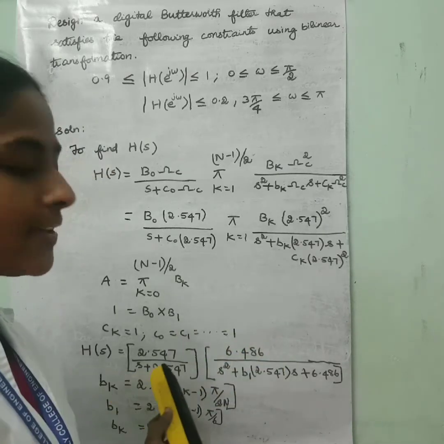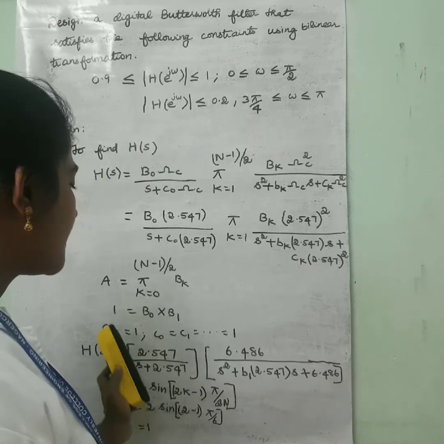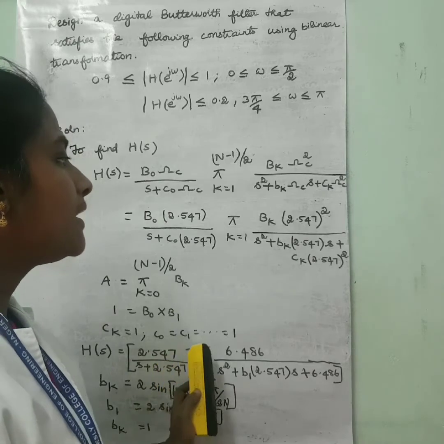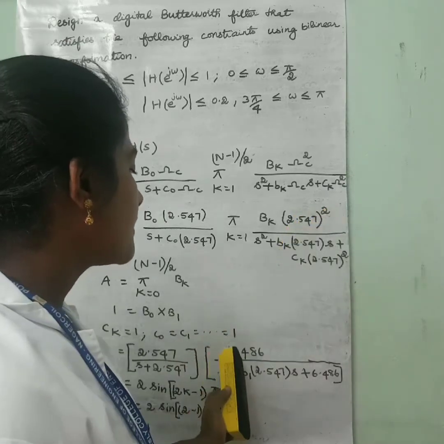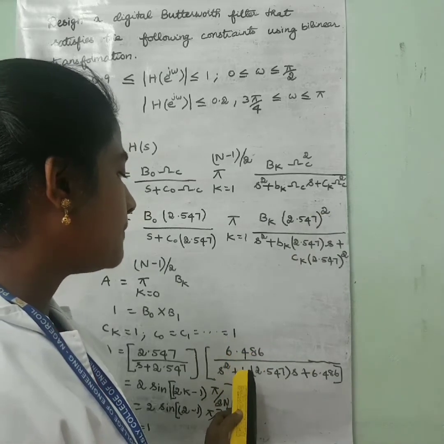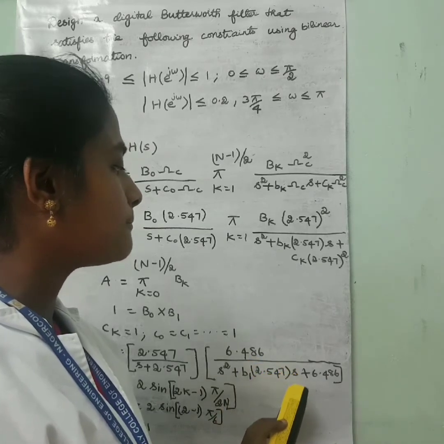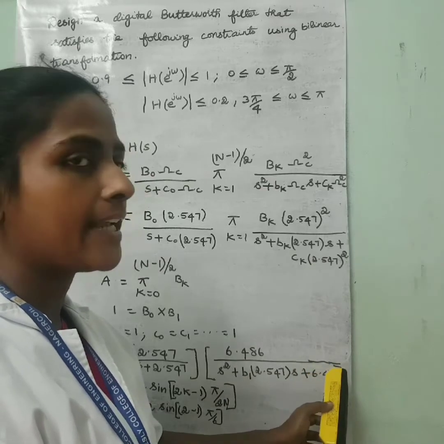So the transfer function is 2.547 divided by (s + 2.547), since the c0 value is 1, into 6.486 divided by (s square + b1 into 2.547 into s + 6.486), where omega c square value is 6.486.